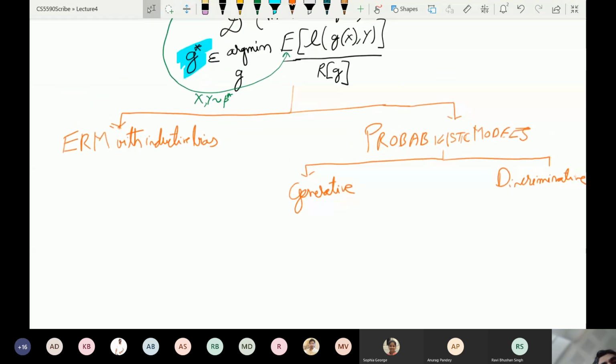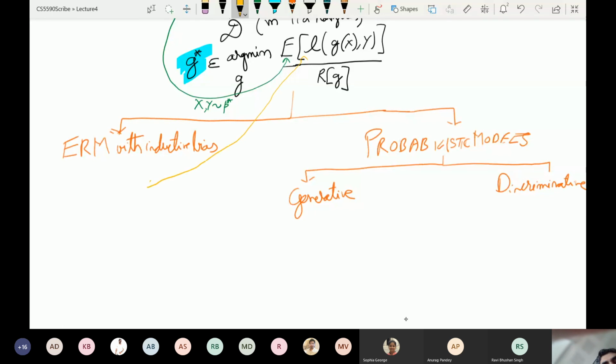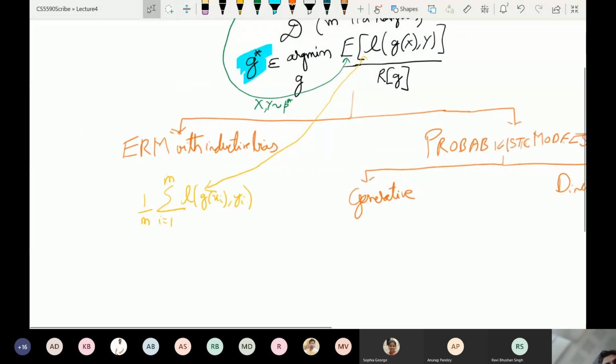Let us discuss again. In ERM, we do two kinds of approximations. One is we try to approximate this expectation. Let me use different colors for different methods. The first thing we do is we approximate this expectation by an average, that's the first idea, g of x_i comma y_i. And not only that, we also restrict our search to some function class or some inductive bias, capital G.